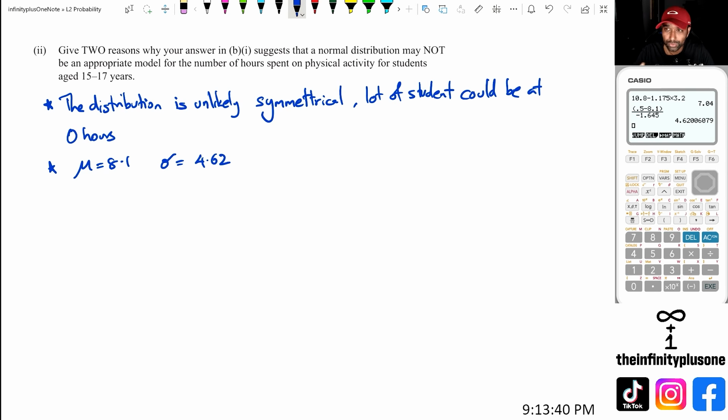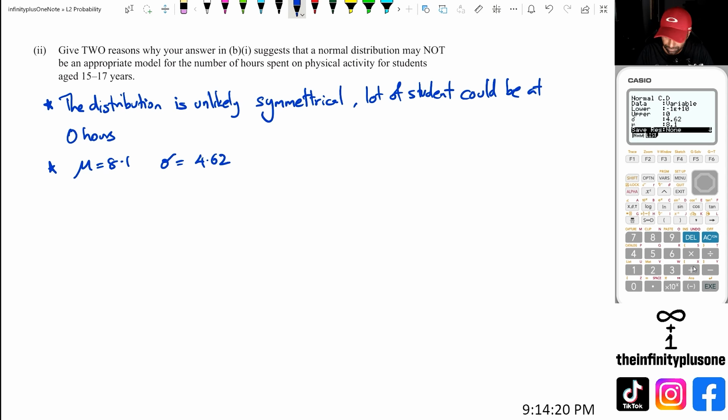Further to that, if you really want to explore it, I'll show you guys this. If we go to distribution, this is something you can actually prove as well. If I go normal distribution, then lower is going to be negative 1 exponent 10, like, no, not pi, times 10. And then I'm going to make my upper as 0. Standard deviation is 4.62 and the mean is 8.1.